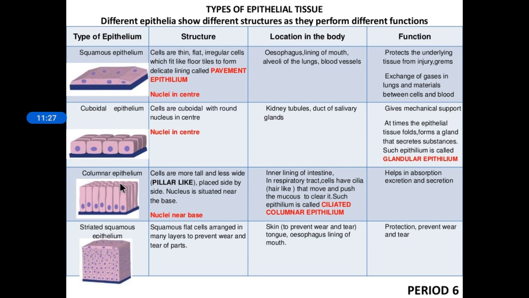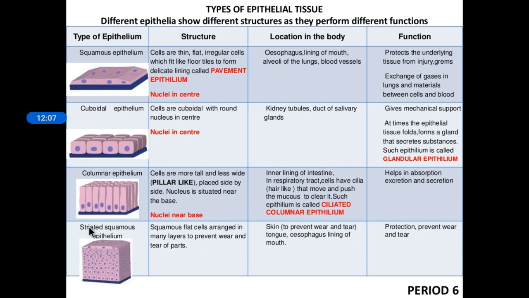So in the respiratory tract, this type of columnar epithelium is called ciliated columnar epithelium. Why ciliated? Because it consists of cilia, or hair-like projections, which help to move or push the mucus and clear it. Mainly it is present in the respiratory tract. Such columnar epithelium having cilia or hair-like structures is known as ciliated columnar epithelium. What is the function? It helps in absorption, excretion and secretion.